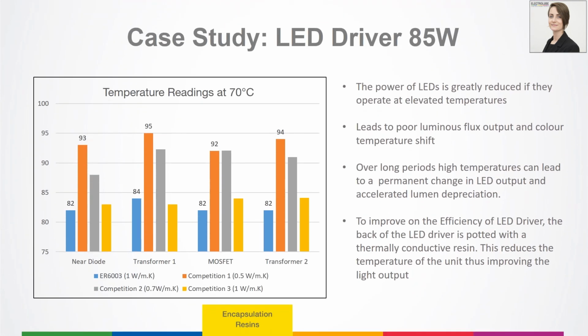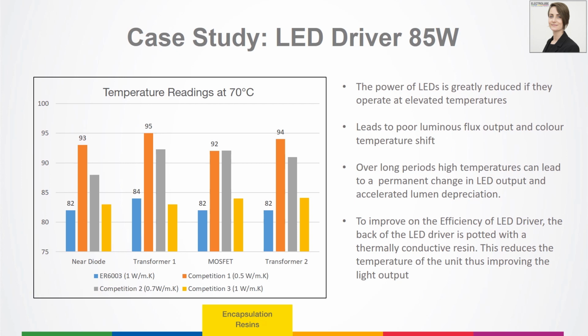As I've mentioned before, the effect of heat on LEDs is great. So if you can reduce the operating temperature, you lead to better performance, you have constant luminous flux output, you minimise the effects of colour temperature shift. If you have high temperatures over long periods of time, it can lead to permanent changes in LED output as well. So ensuring the efficiency of the driver as well as the LEDs directly on the circuit board, this can help improve the overall temperature of the unit and keeps everything constant and improves the lifetime of the device.